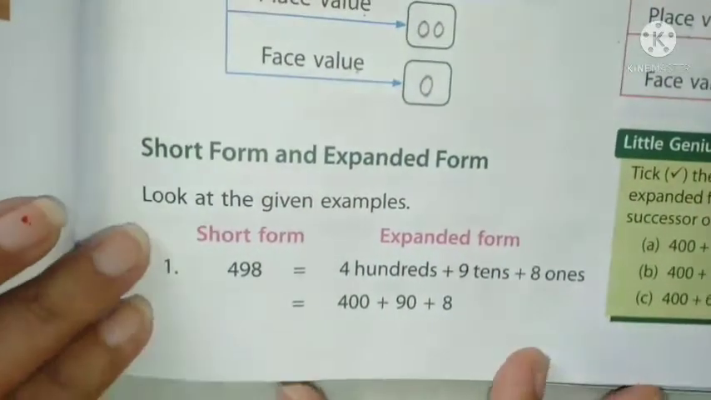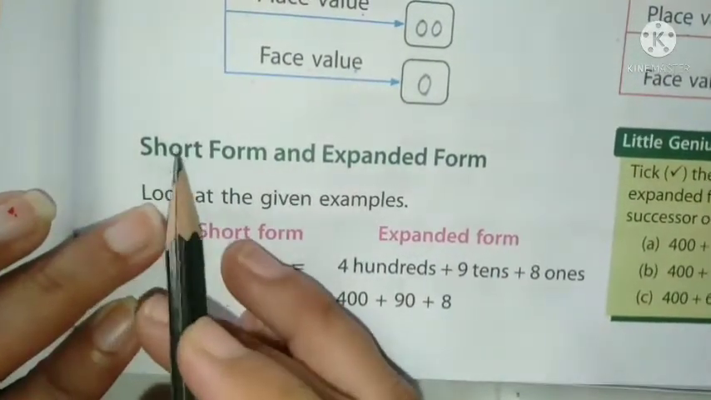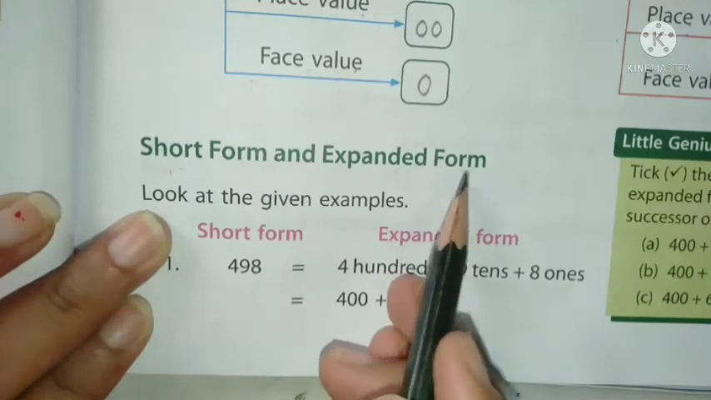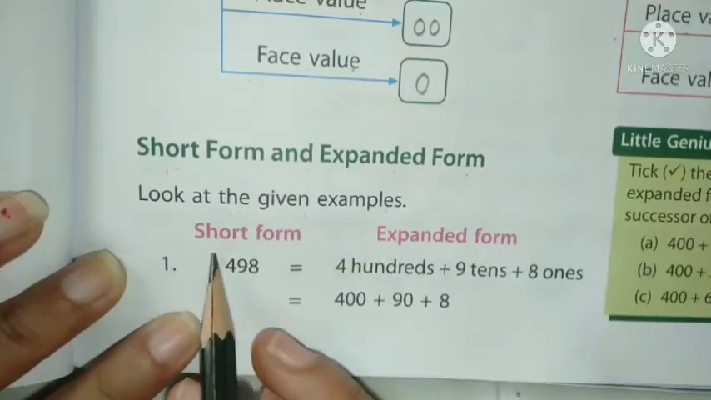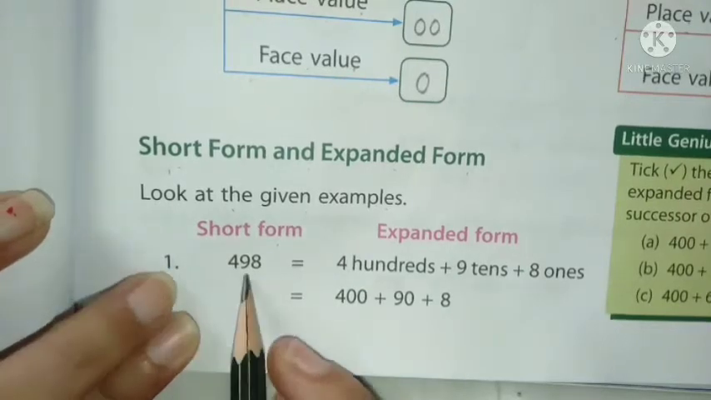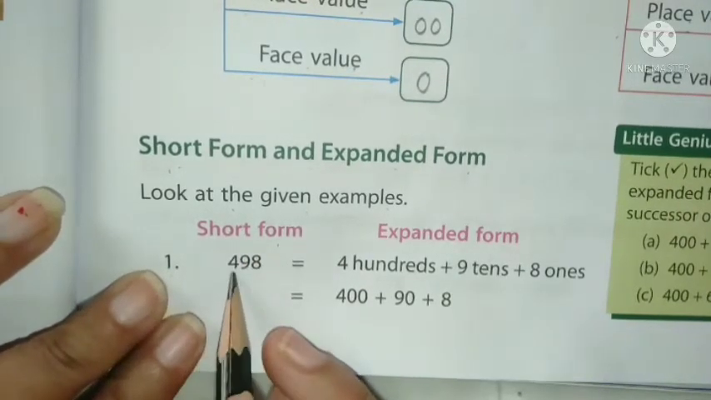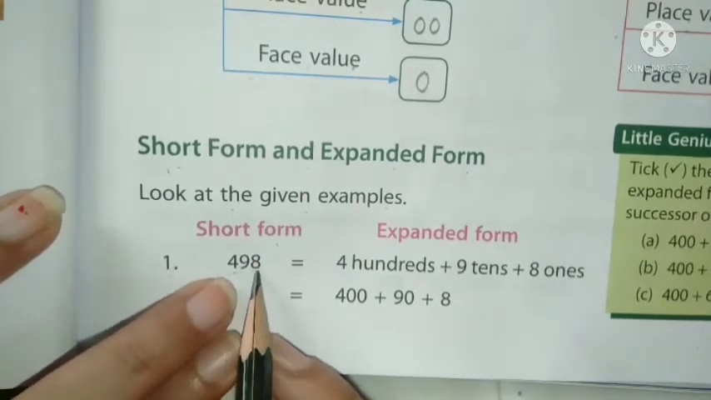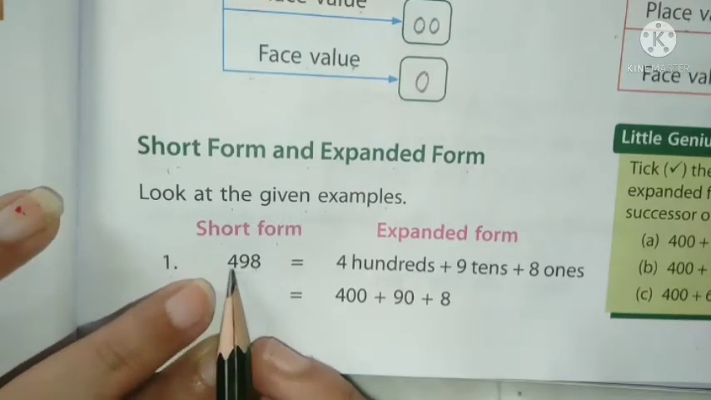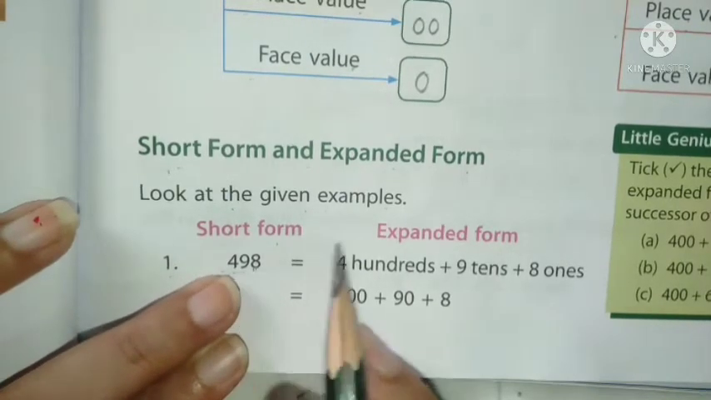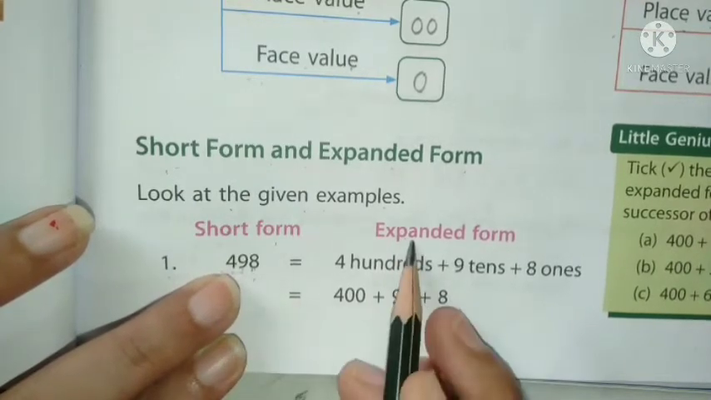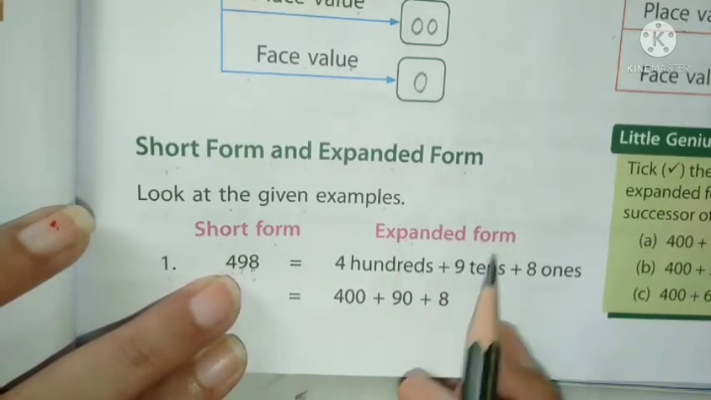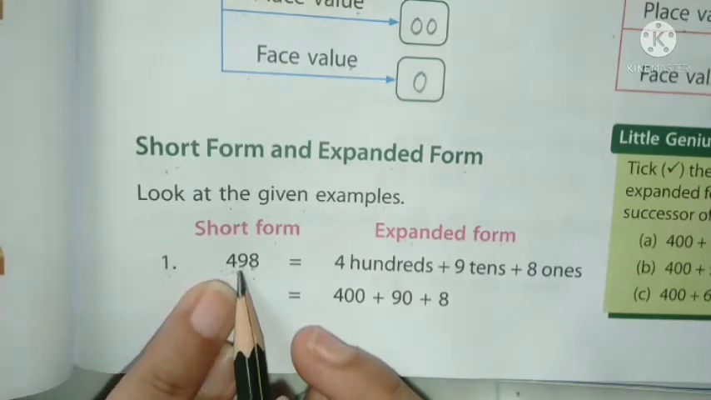Now pay attention here. Short form and expanded form. Look at the given examples. Short form. Students, this is the short form of this number, 498. Okay, 498 number is given. And how to expand this number? उस नंबर को expand कैसे करना है? Okay, expanded form. How to expand this number?